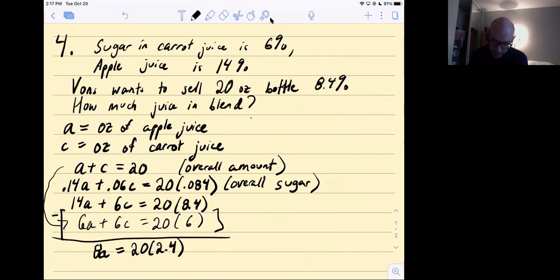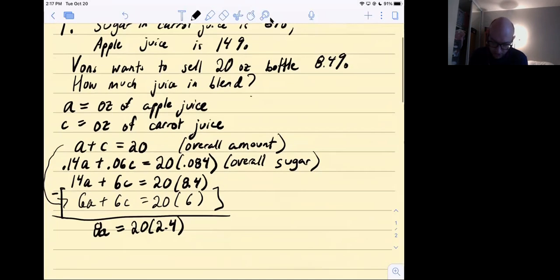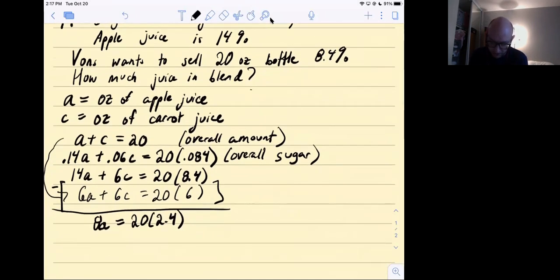And now, if you want, you can say, well, I know 2.4 divided by 8, I can ignore the decimal, that's just 3. So a is equal to 20 times 2.4 divided by 8. Well, that's just 20 times 0.3, which is 2 times 3, which is 6.